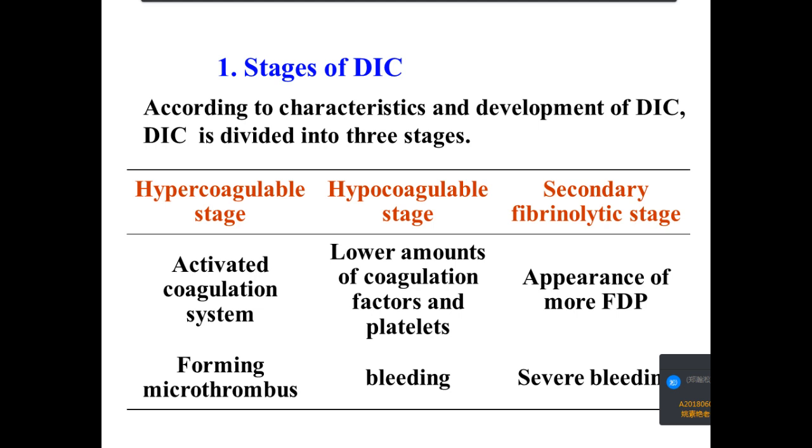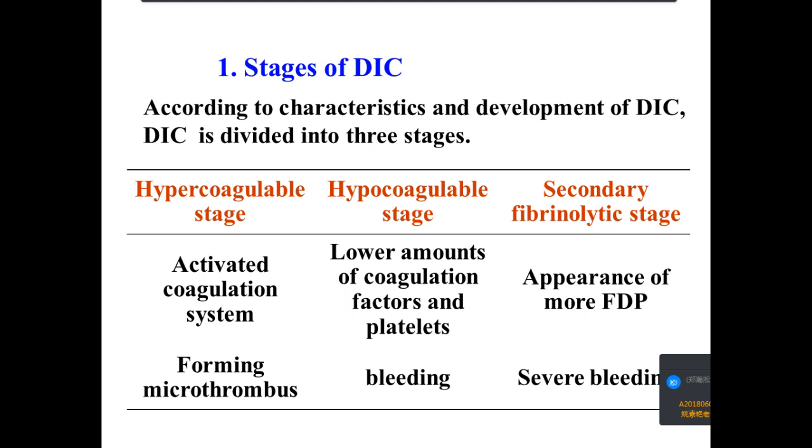Next we will learn the pathogenesis of why it has anti-coagulation function, and the manifestation of DIC bleeding. You know FDP has anti-coagulation function, so it leads to more severe bleeding. So during the secondary fibrinolytic stage, there is more bleeding.